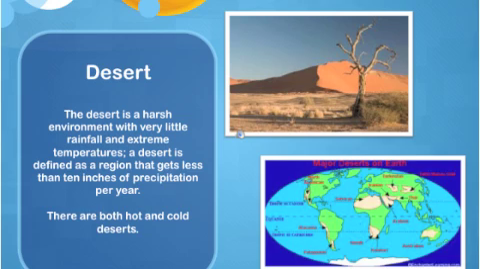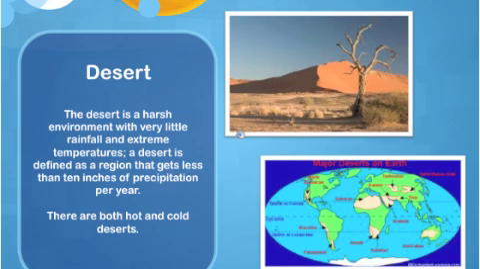Okay guys, let's talk about deserts. The desert is a harsh environment with very little rainfall and extreme temperatures. A desert is defined as a region that gets less than 10 inches of precipitation per year. So that's not a lot at all. There are both hot and cold deserts.